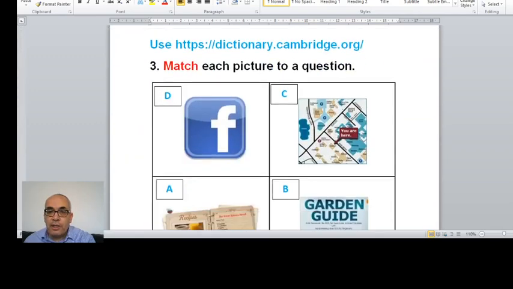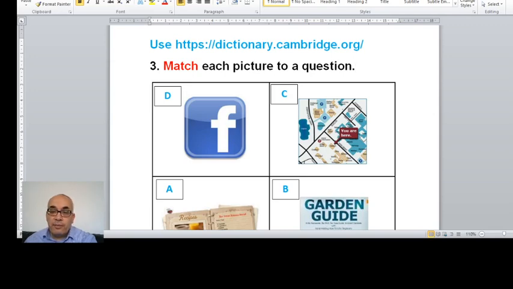Next one, and this is the Cambridge Dictionary, which I like. This is the website for it if you want to use it online. In the exam, you can't use electronic dictionaries. You have to use paper dictionaries.